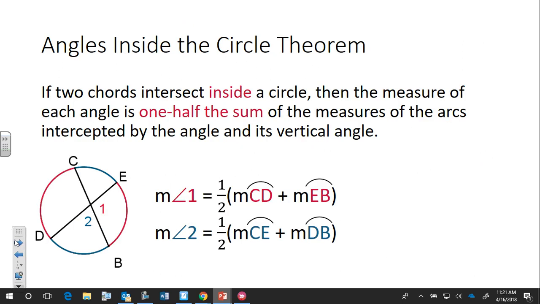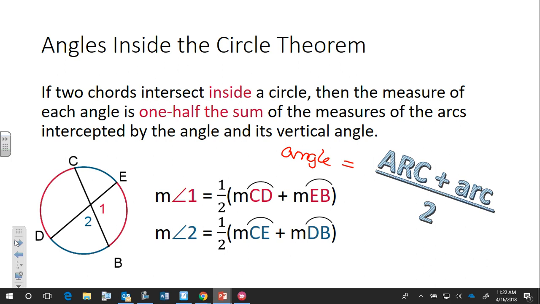That wasn't on your sheet, but this one is. This one says that if two chords intersect inside the circle, then the measure of each angle is half of the sum of the intercepted arcs. Add the arcs and take half of it, you've got the angle. The way I like to think of it is arc plus arc divided by 2. That's going to get your angle.